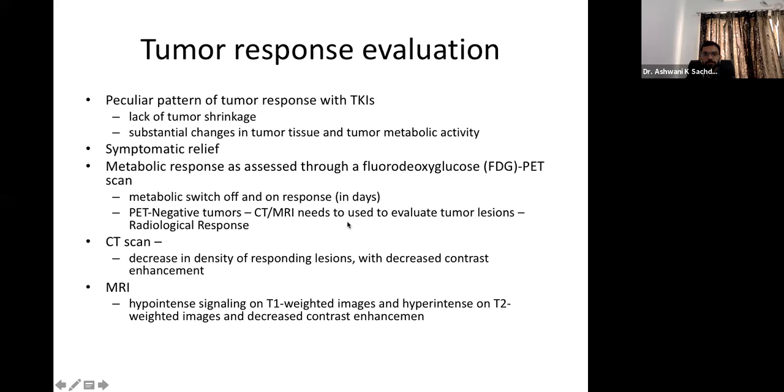PET negative tumors need further investigation with the help of CT or MRI to evaluate the radiological response in the tumor, like decrease in size, and to know about tumor heterogeneity. CT scan is useful in determining the decrease in size of the responding lesion and decrease in contrast enhancement. MRI shows hypointense signal on T1 weighted image and hyperintense on T2 weighted image, and decrease in contrast enhancement in those tumors which have responded to TKI.